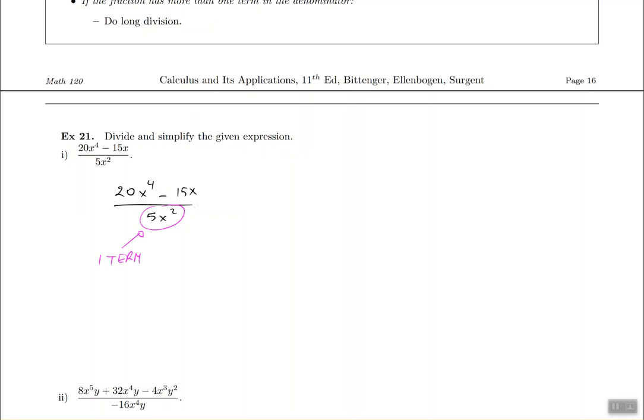So for those kinds of problems, what we do is we separate the fraction into multiple pieces. We give each of the terms in the numerator its own denominator. So this is kind of like the opposite of what we did when we were adding and subtracting fractions. We separate the fractions into multiple pieces, giving each one of them the 5x squared that was in the denominator, and then we divide out to the lowest terms.